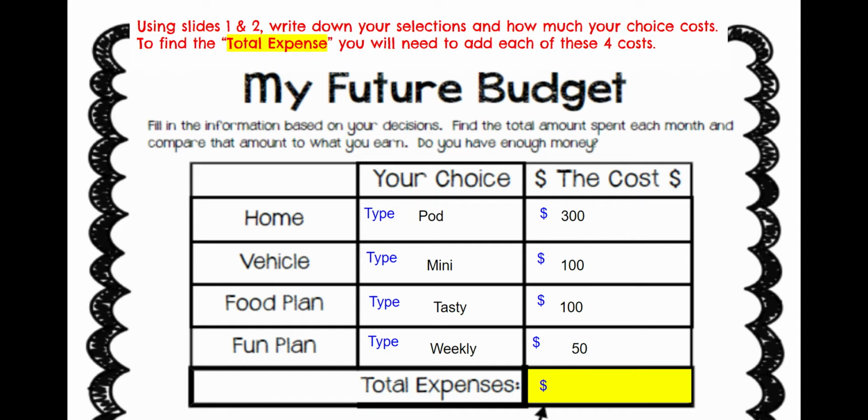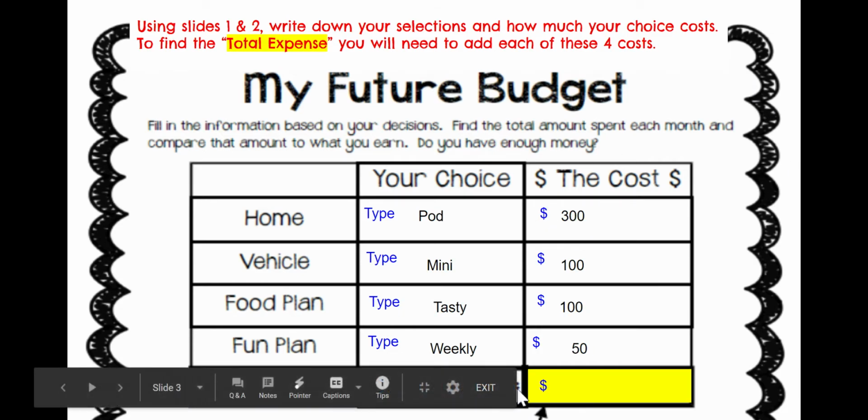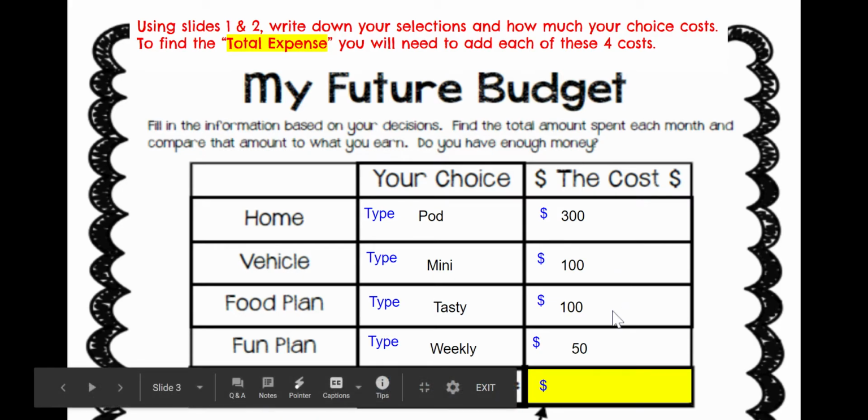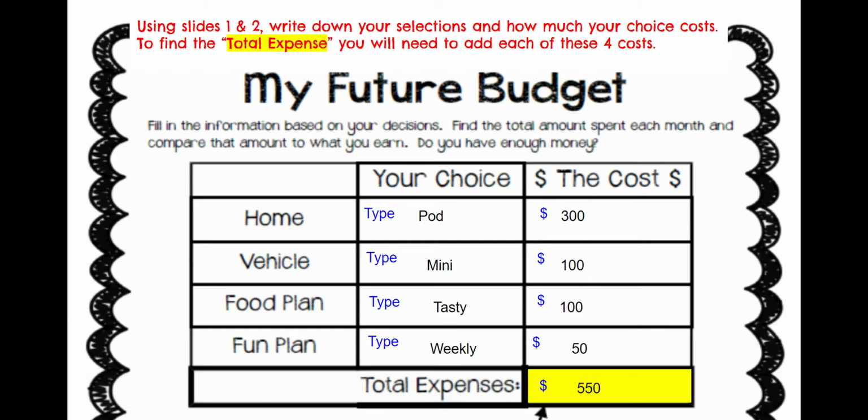So once I've copied down each of my choices and the cost, I need to find out what the total is. So I need to add all of these costs up. 300 plus one more 100 would be 400. 400 plus one more 100 would be 500. 500 plus 50 would be 550. So that's my total expenses. So that's the total money that I'm going to have to pay every month to have a place to live, a vehicle to get me to work, food to eat, and even a little bit of fun each week. It's going to cost me $550.